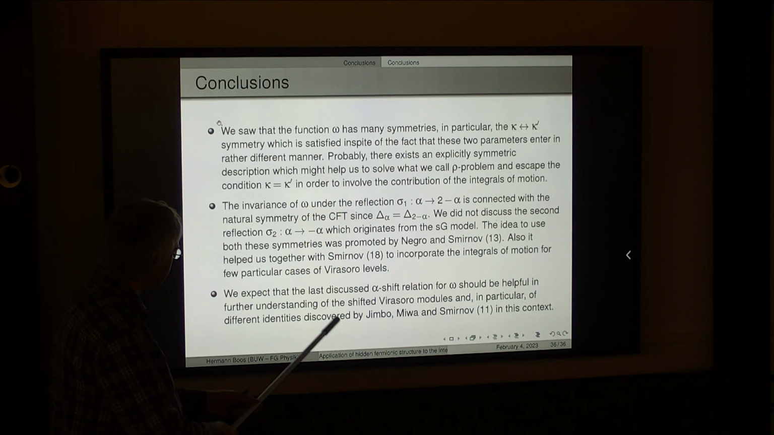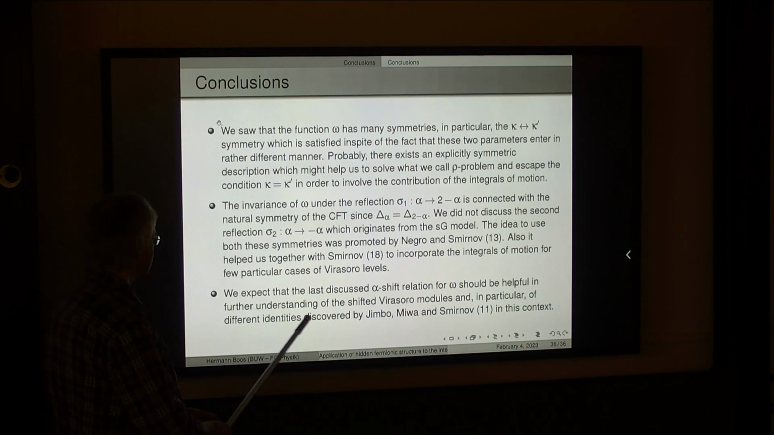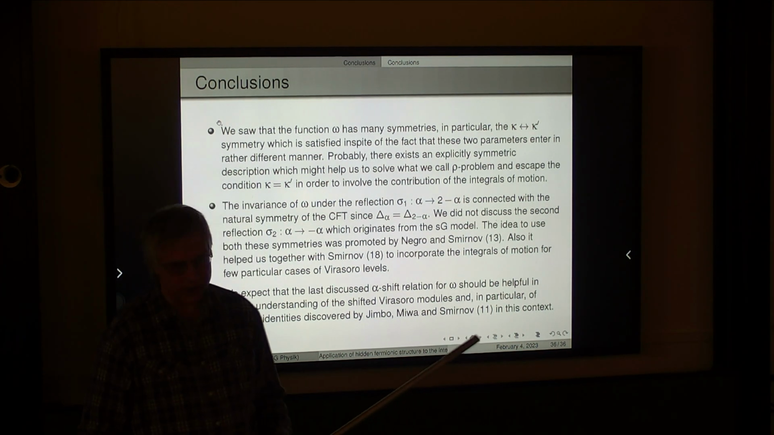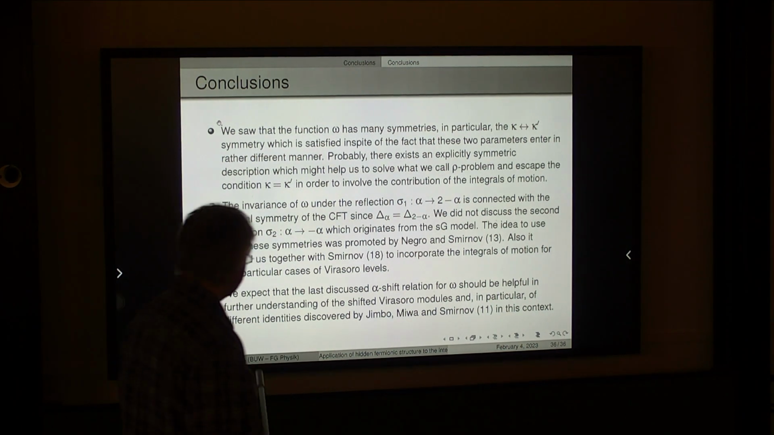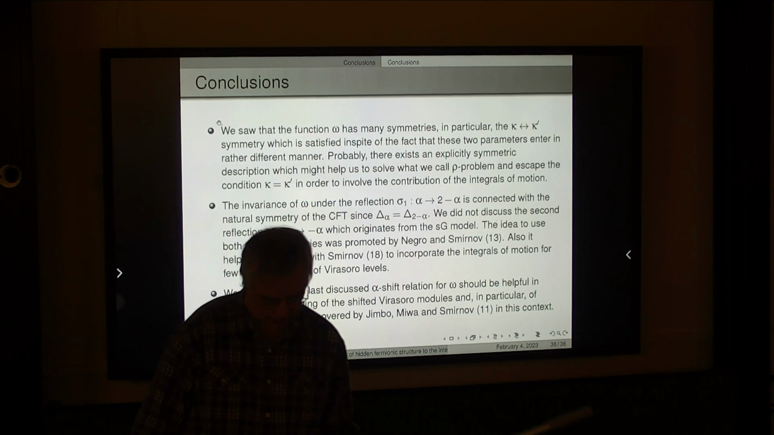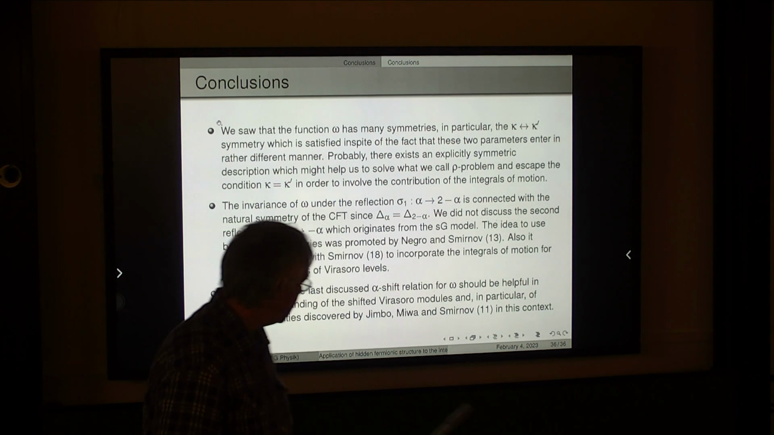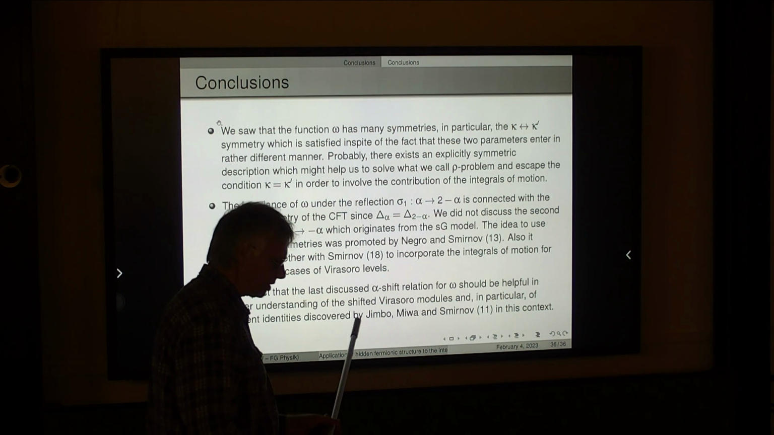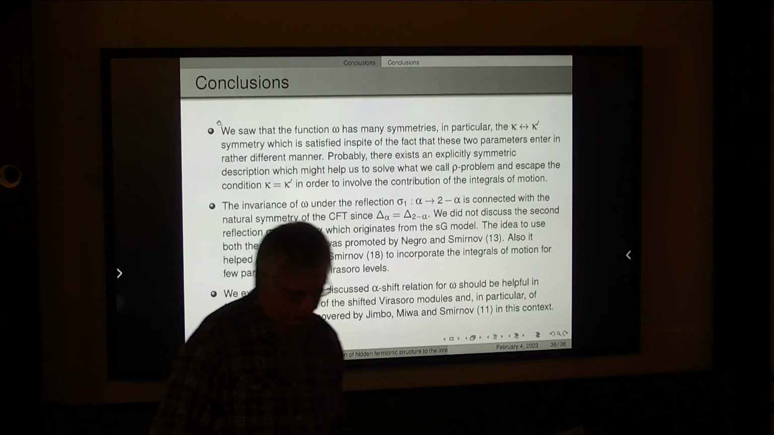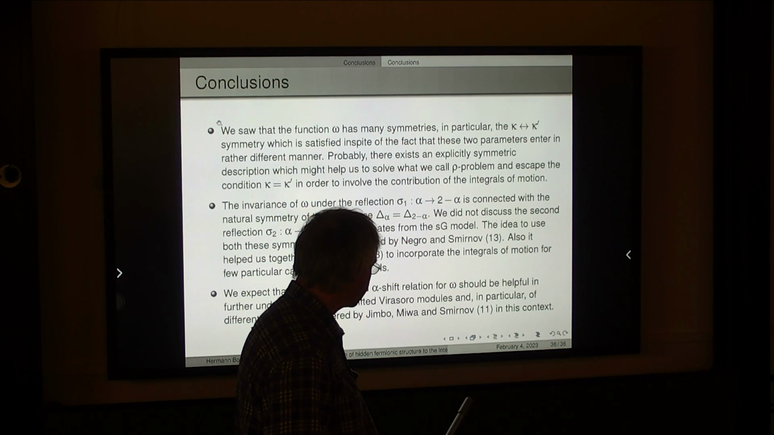And this last relation with shift of alpha, I hope, should be helpful in further understanding of the shifted Virasoro modules. In particular, there are plenty of different identities discovered by Zamolodchikov and Smirnov in this context. And I hope it will be possible to realize how these identities can be shown. What I didn't discuss, null vectors, Fedor discussed. I also didn't discuss things like conformal blocks, because also they are vector results. Okay, thank you.